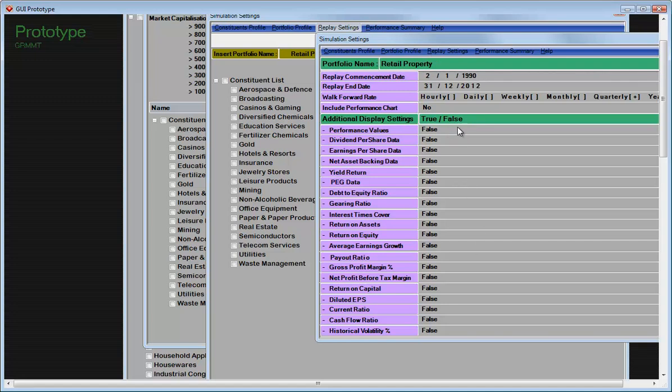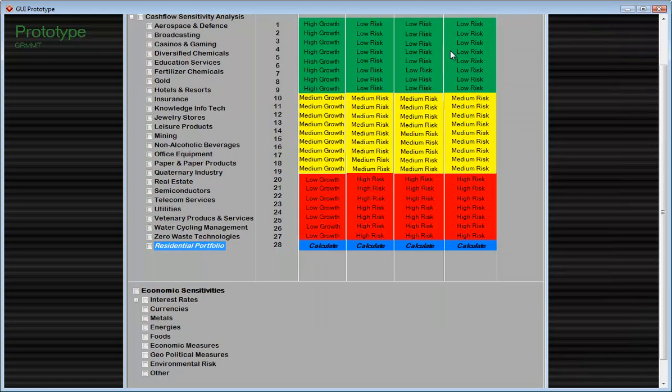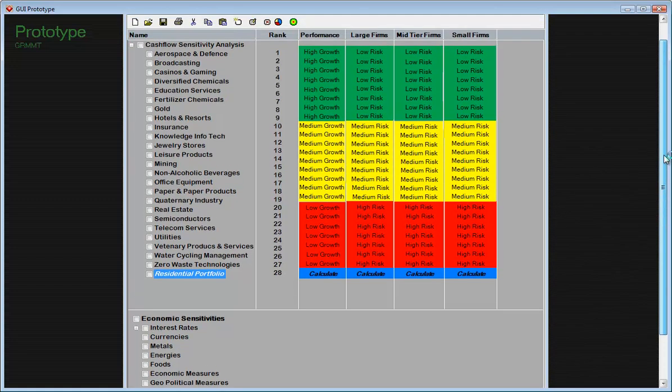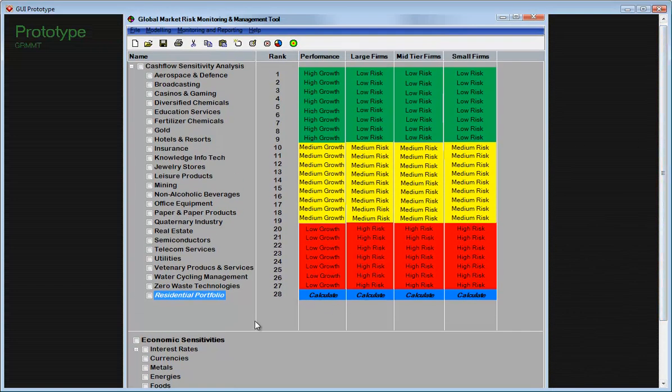Once we've put all this information in, we're then ready to run a portfolio simulation, and here you can see the residential portfolio has been created, and once we press run on the software, it would go ahead and complete the simulation and then re-rank this portfolio relative to the overall industries that it is being benchmarked against.